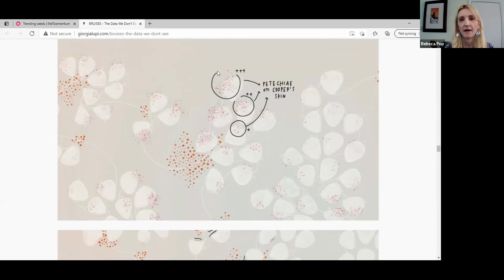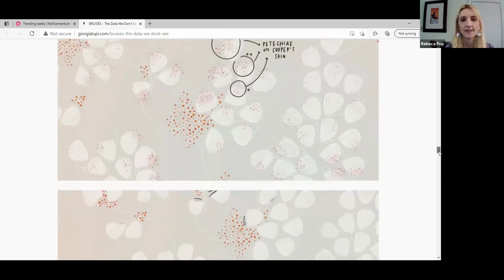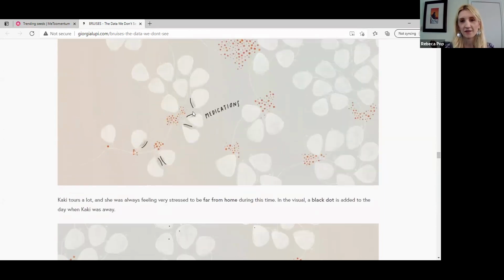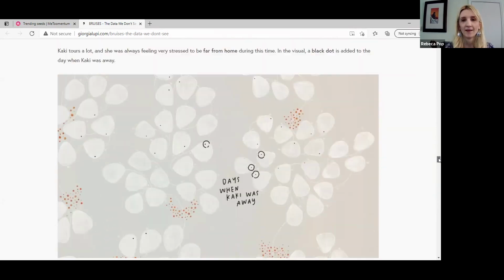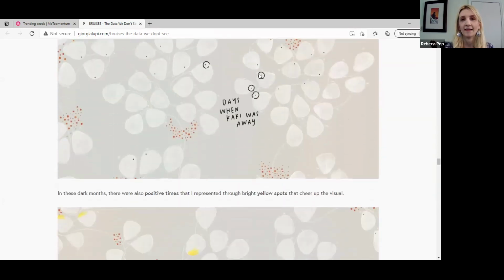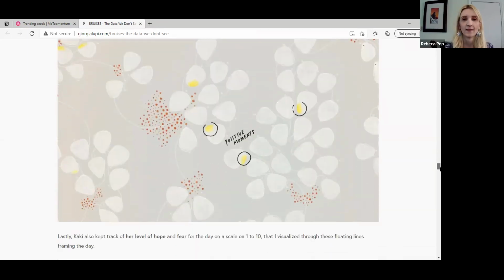And then there was the petechia on the skin, the disease that the child had on the skin, and those dots represent the number of spots on the skin. And then medications. So then you have these black lines that stand for medication. And then days when the mom was away, which are dots. And then positive moments in yellow, so another layer of color.